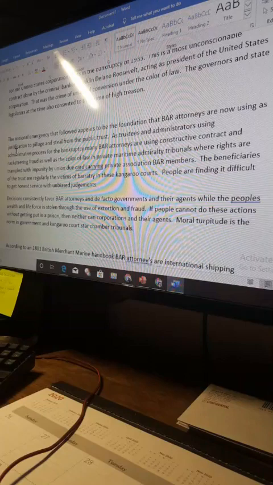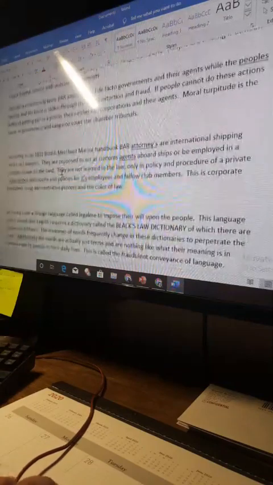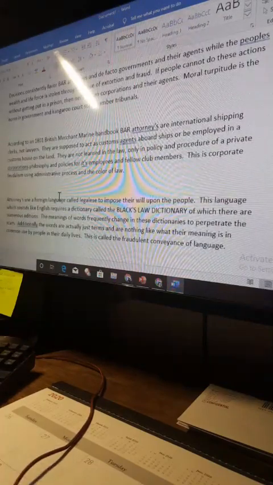Moral turpitude is the norm in government and kangaroo courts, Star Chamber tribunals. According to an 1801 British Merchant Marine Handbook, bar attorneys are international shipping clerks, not lawyers. They are supposed to act as customs agents aboard ships or be employed in a customs house on the land. They are not learned in the law, only in policy and procedure of a private corporation's philosophy and policies for its employees and fellow club members.